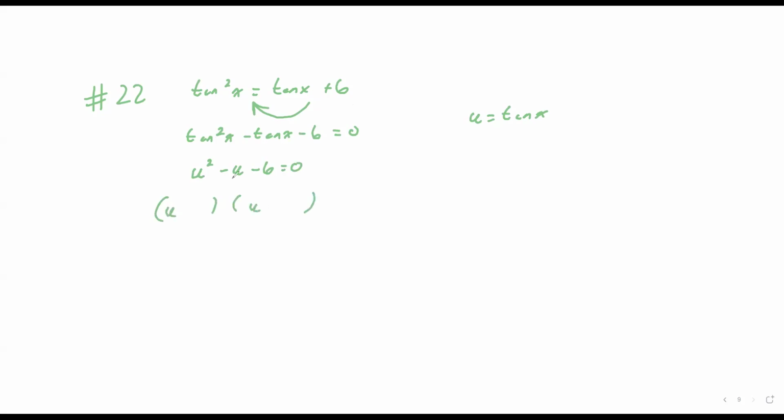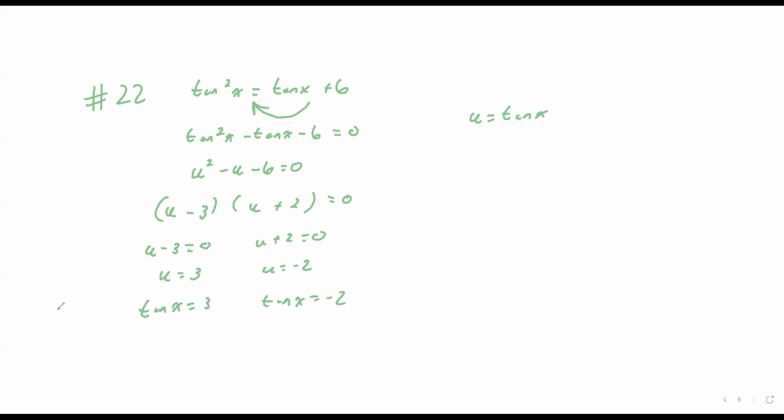What multiplies to -6 and adds up to -1? I'm thinking 3 and 2. This would be a negative, this would be a positive. That multiplies to -6, adds up to -1. This becomes u minus 3 equals 0 and u plus 2 equals 0. So this is u equals 3, u equals -2. But as I look at this, oh, sorry, my bad. Now I've got to look at tangent. I was about to look at this as sine and cosine. This is tangent x equals 3, and tangent x equals -2.